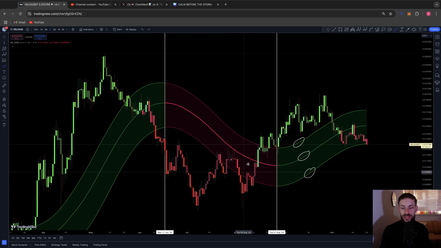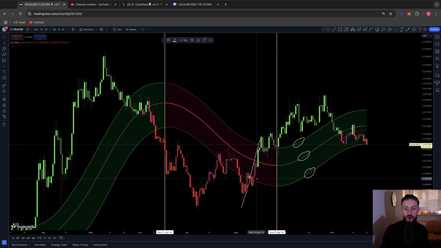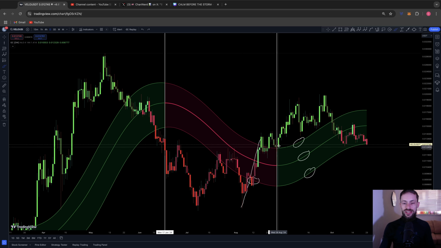Now from this foundation, what happened was we had the impulsive move, which took out all of the bearish resistance bands quite quickly. So we came up quite impulsively from this 0.007 bottom, and we actually reclaimed all levels of the Gaussian channel.